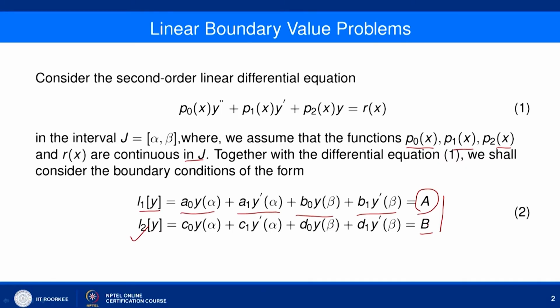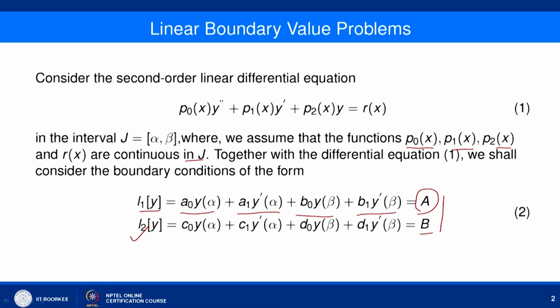So, consider the second order linear differential equation P naught x y double dash plus P 1 x y dash plus P 2 x y equal to R of x. Here the coefficients P naught, P 1 and P 2 are continuous in an interval J which is alpha to beta, where alpha and beta are real numbers and alpha is less than beta. Then we assume that the functions P naught, P 1, P 2 and R x are continuous in J.